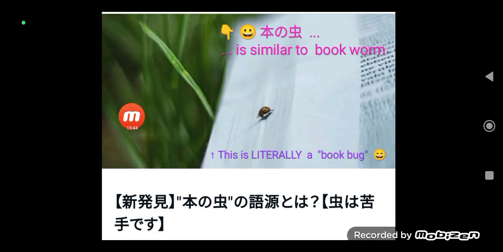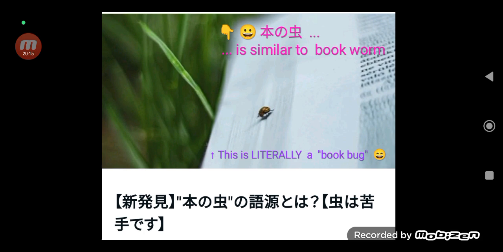How about this, minasan? Okay, Shinhatsumi. Hon no mushi. Honnomushi means a book bug or similar to bookworm. So is this similar to bookworm? Yeah, kinda, it could be regarded as similar to bookworm. And remember, minasan, the pattern I've told you.